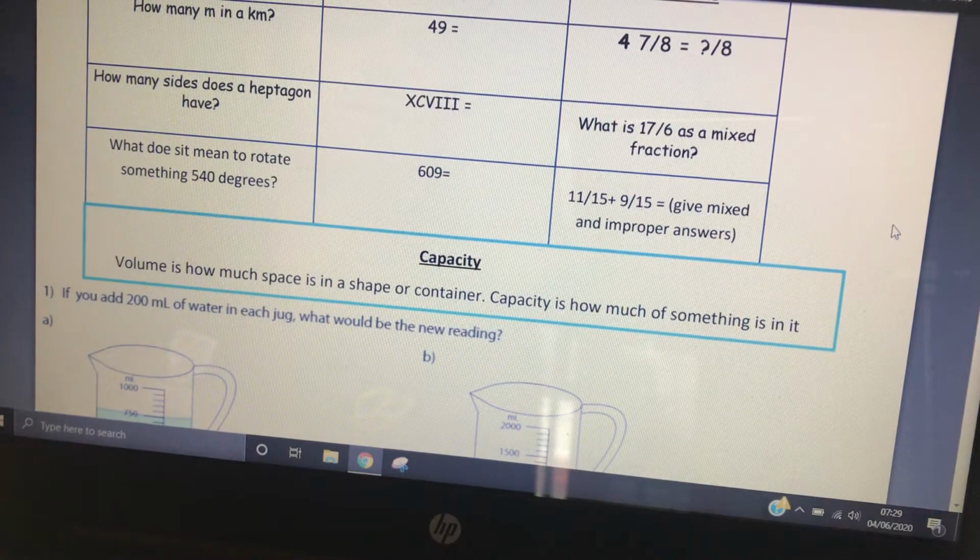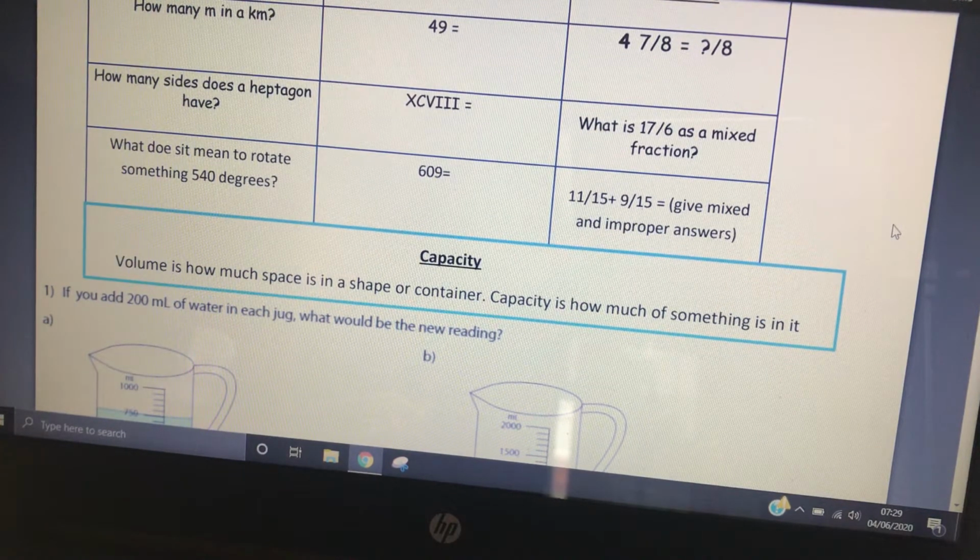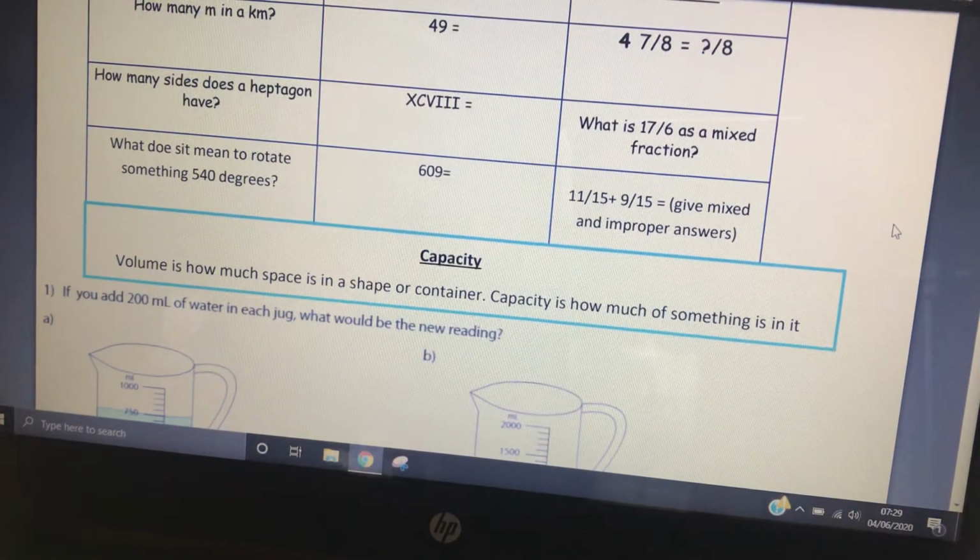Capacity is how much of something is in a container. You tend to use millilitres, litres, centilitres, which we'll look at in a minute. Volume is how much space is in the shape or the container altogether, and how much it takes up. Okay, so there is a slight difference with them, but you can work them out in separate ways. So we've looked at volume, capacity is this.